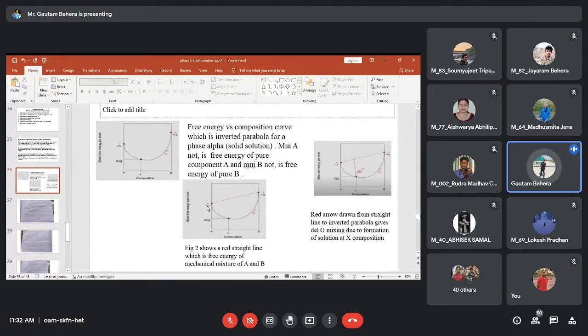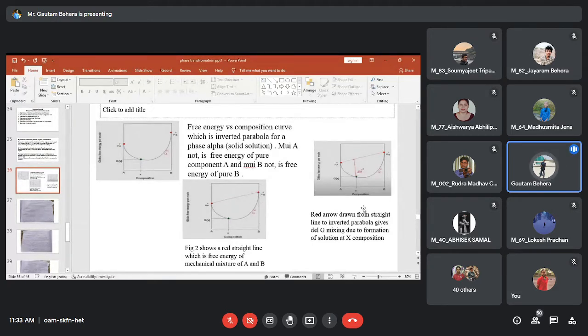If A and B are forming a mechanical mixture, there is no atomic mixing, then this is the free energy curve, right? And this inverted parabola is for the solid solution, or for this particular phase alpha, and this straight line is the free energy curve for the mechanical mixture. So this is the mechanical mixture free energy curve, and this inverted parabola is the free energy curve for the solid solution, right?